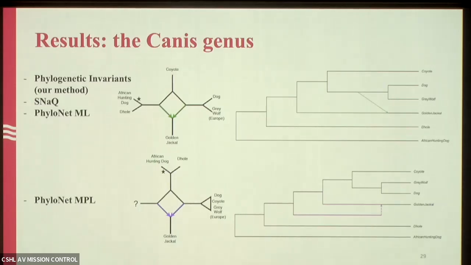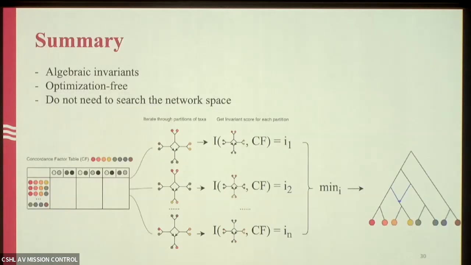To sum up, our method uses algebraic invariance, which can be optimization free, and it doesn't need to search the network space. Simulation studies have shown that our method is relatively faster than other methods and can perform with good accuracy. We want to emphasize that our method allows biologists to use it as a reference when comparing with other methods, and also to narrow down their search of the network space.